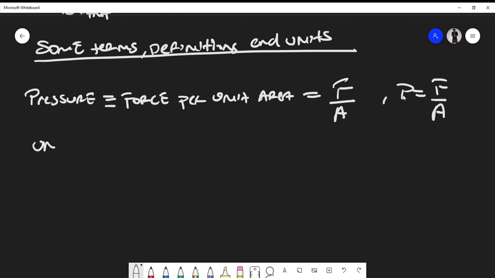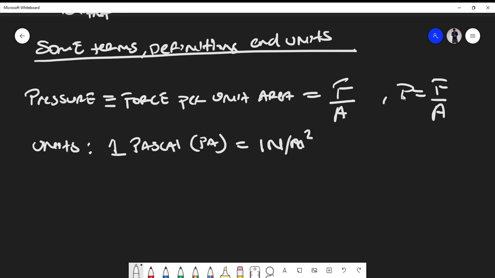Now, the units for pressure, we say Pascal. All right, so 1 Pascal or Pa is equal to about 1 Newton per meter squared. This is also the same thing as 1 kilogram per meter times second squared. We also have a bar. So 1 bar is equal to about 10 to the 5th Pascal.